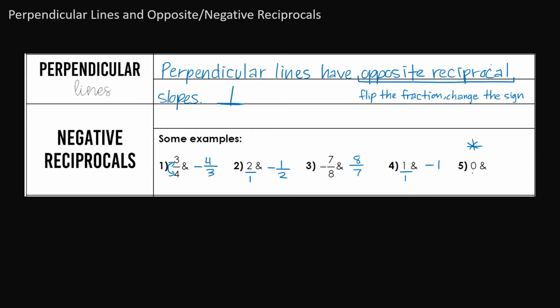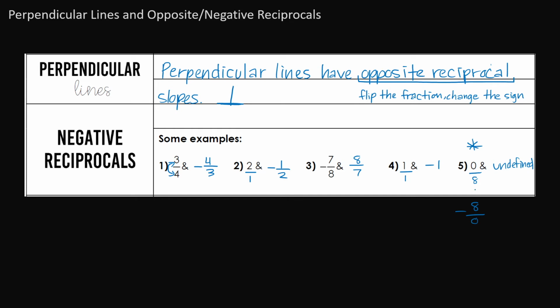So let's say we have the number 0 over 8. 0 divided by 8 will always be 0, right? If we flip the fraction and change the sign, it's just going to be negative 8 over 0. And we can't divide by 0. So the slope would be undefined.